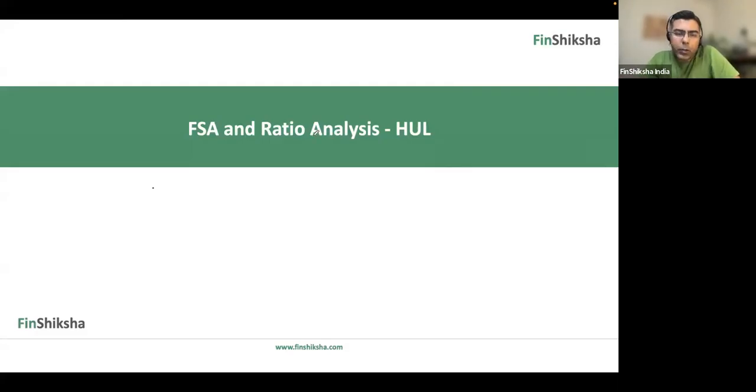So in this session, we're going to try and talk a little bit about financial statements and the ratios concepts using HUL, Hindustan Unilever, as an example. Fascinating company. So hopefully it should be an interesting discussion around what the company is. And we'll try and look at the numbers of the company and try and decode a few interesting concepts when we look at the financial statements.